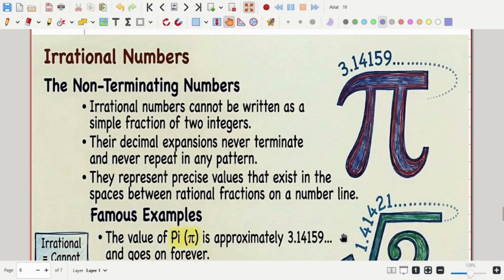Irrational numbers cannot be written as a simple fraction of two integers. Their decimal expansion never terminates and never repeats in any pattern. For example, the value of pi. The value of pi is 3.14159 and it never terminates, it goes till infinity without repeating any pattern. So pi is an irrational number. They represent precise values that exist in the spaces between rational fractions on a number line.